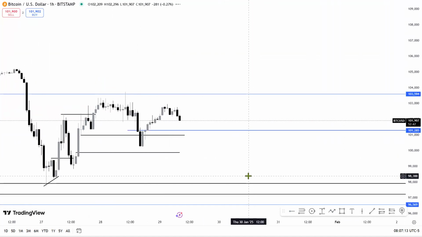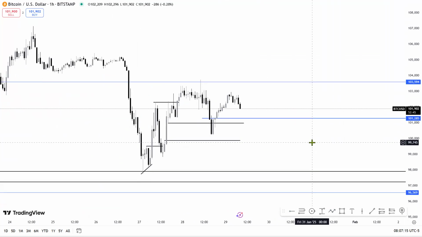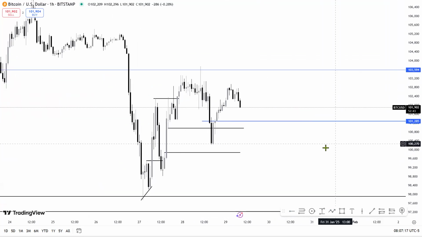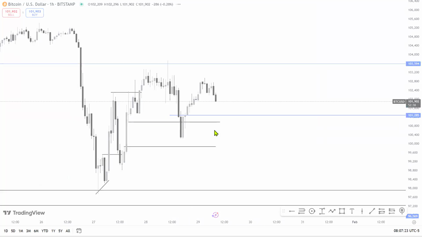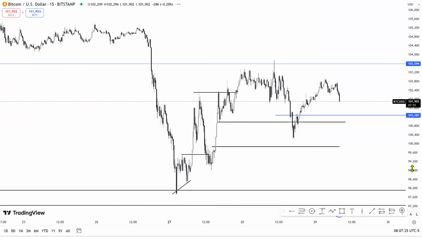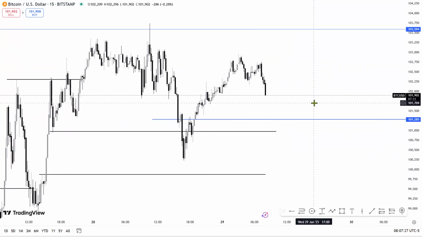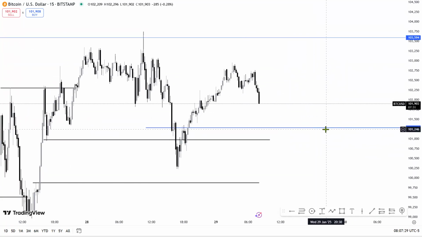Let's see. Okay, that makes sense because that's a bullish order block on the 1 hour. Yes, it makes sense if that's what you're looking for. Okay. It's valid. So what do I do for now? Wait. Okay.